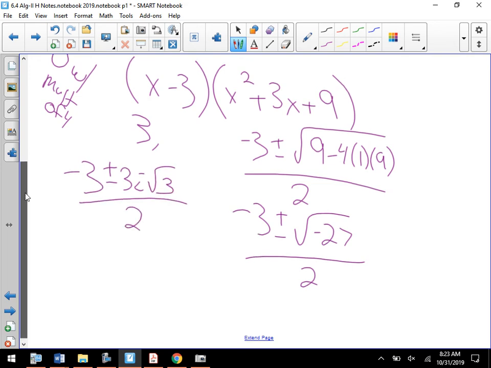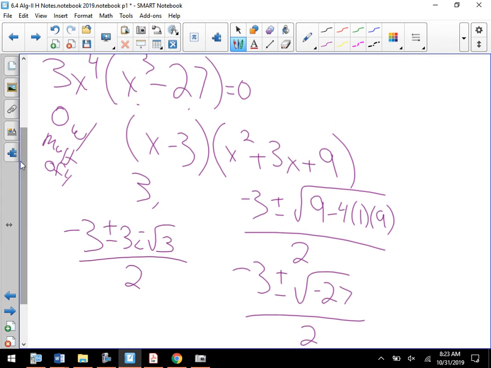Now remember, this polynomial started out at what degree? 7th degree. You had a 0 with multiplicity of 4, so there's 4 of your zeros. You have a 0 here at 3, there's your 5th 0. This one has 2 more. A 7th degree polynomial had how many zeros possible?